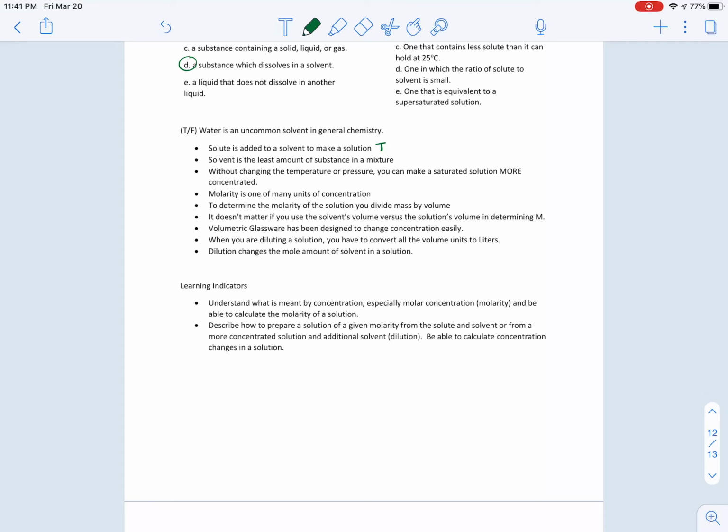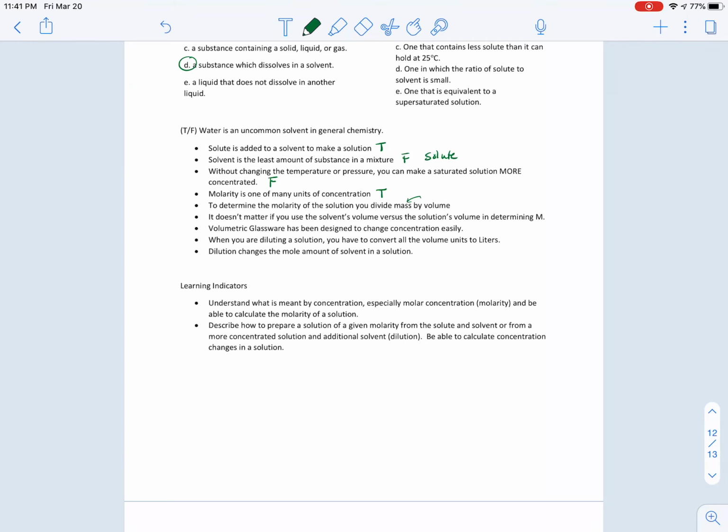True or false. Solute is added to a solvent to make a solution. That is true. Solvent is the least amount of substance in a mixture. That's false. It's the solute that's the least amount. Without changing the temperature or pressure, you can make a saturated solution more concentrated. No, that's false. A saturated solution is as concentrated as you can get at that temperature and pressure. Supersaturated would be when you're changing the temperature or the pressure.